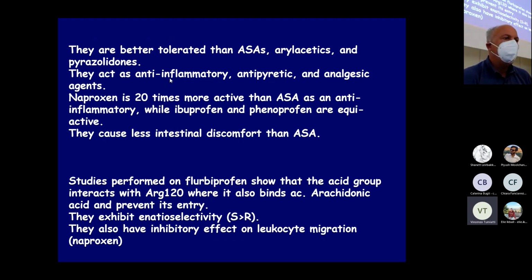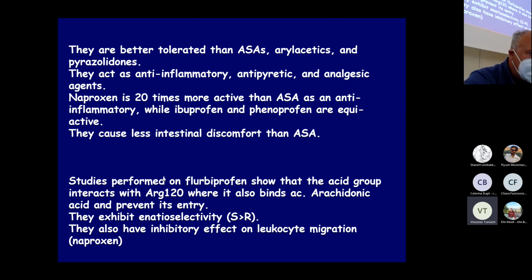Once again, these compounds have anti-inflammatory, antipyretic, and analgesic activities. Naproxen is 20 times more active than aspirin as an anti-inflammatory. Ibuprofen and fenoprofen are more or less the same. They cause less intestinal and gastric discomfort than aspirin. They are less toxic to the stomach.